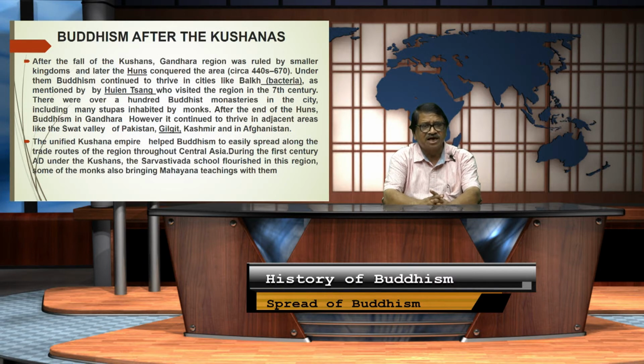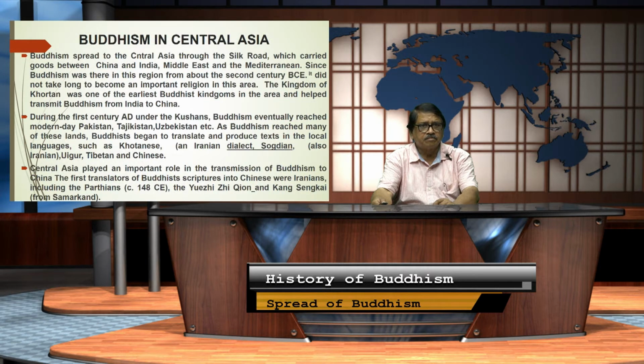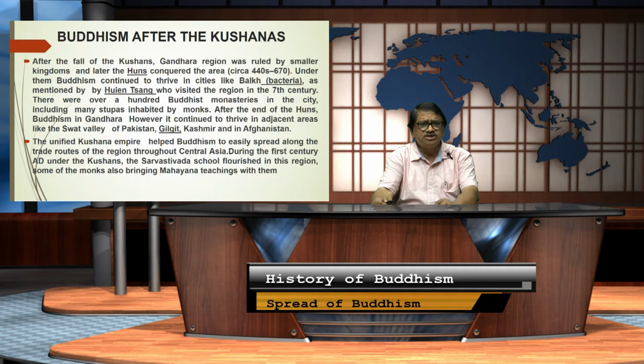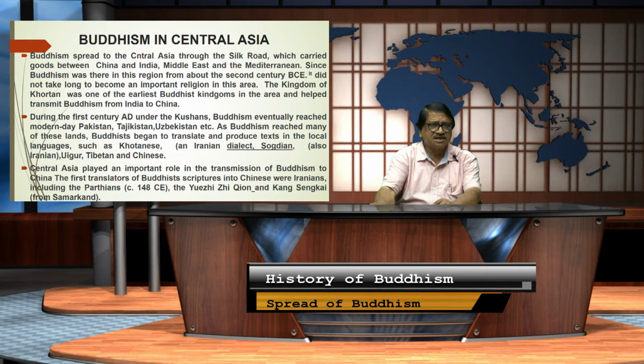After that, the unified Kushana Empire helped Buddhism to spread easily along the trade route of the Silk Road, as I said, and throughout Central Asia during the 1st century AD under the Kushanas. The Sarvastivada school is another school of Buddhism that flourished in the region. Some of the monks were also bringing Mahayana teaching with them. From there, Buddhism spread to Central Asia.